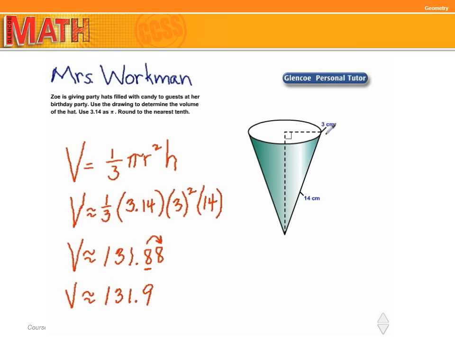Now let's talk about units. The radius is given in centimeters, so this would be centimeter times centimeter, and the height is also in centimeter. So centimeter times centimeter times centimeter would be centimeter cubed. So finally, our answer is this. The volume of the cone is approximately 131 9/10 cubic centimeters.